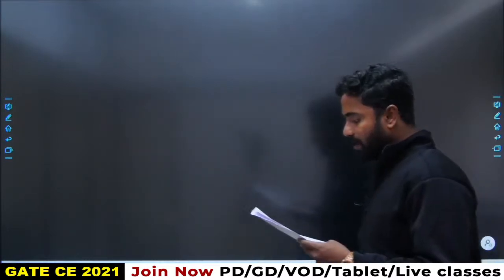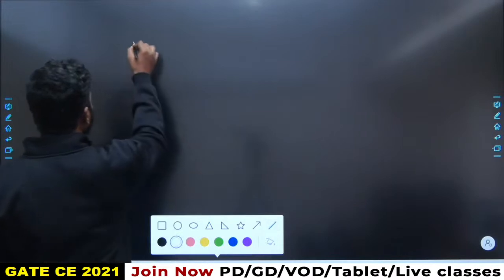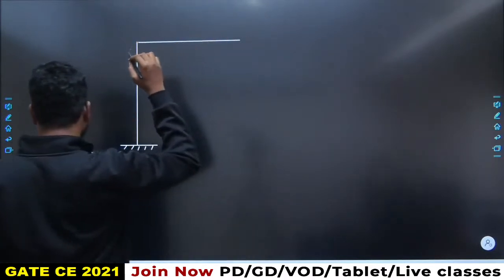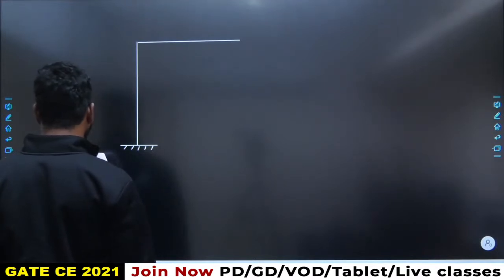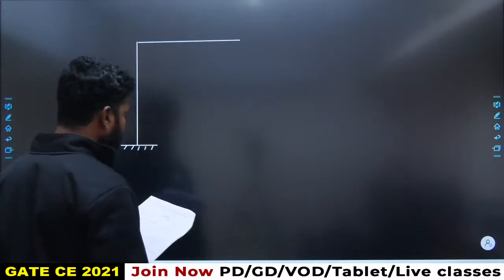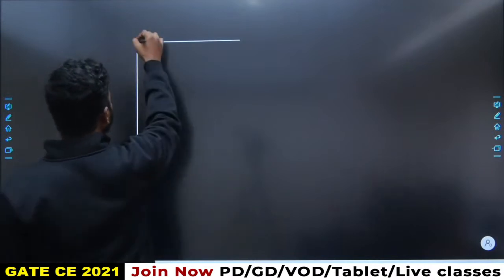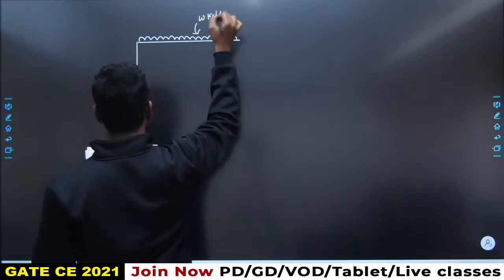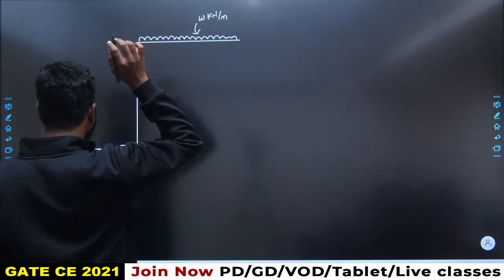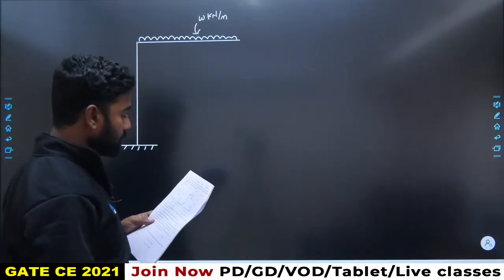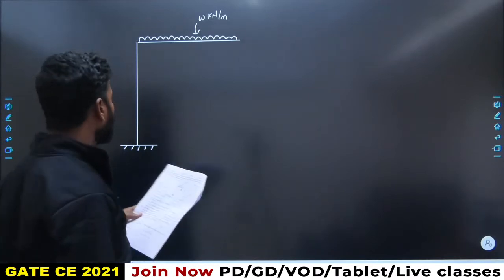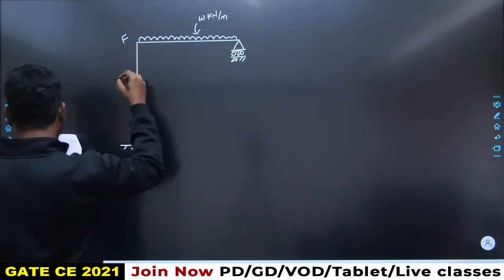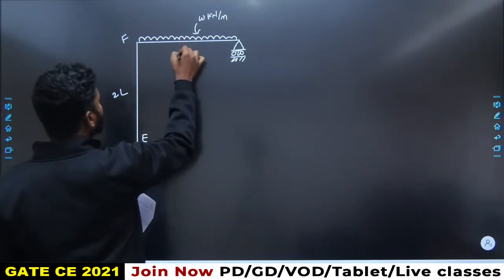Next one is a frame EFG as shown in the figure. All the members are prismatic and have equal flexural rigidity. The member FG carries a uniformly distributed load of W kilonewton per meter. Axial deformation of any member is neglected. Considering joint F to be rigid, what is the support reaction at G? This is 2L, this is EF, and this one is also L.